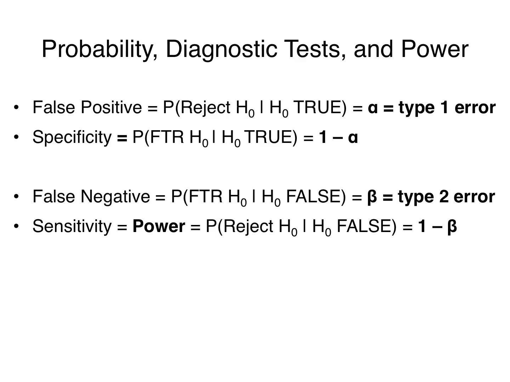As we discussed earlier in the course, a false positive or type 1 error is the complement of specificity, and a false negative or type 2 error is the complement of sensitivity. The sensitivity of a test is also referred to as the power of a test. The power of a test is the probability of rejecting the null hypothesis when the null hypothesis is actually false. In other words, the power is the probability of correctly detecting a false null hypothesis.